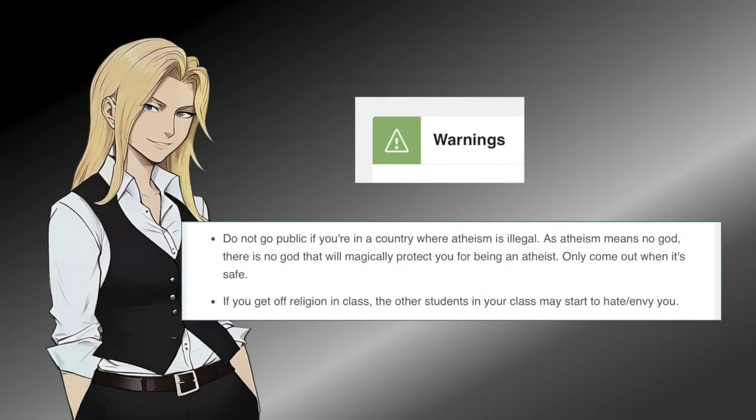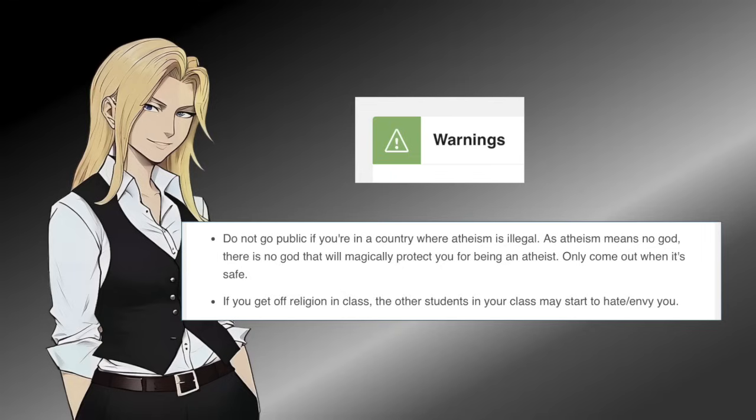Next up, do not go public if you're in a country where atheism is illegal. As atheism means no God, there is no God that will magically protect you for being an atheist. Only come out when it's safe. Yes, definitely if you're in one of those countries, keep it to yourself.